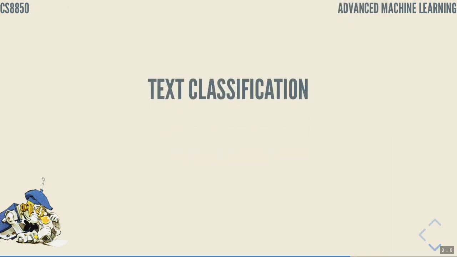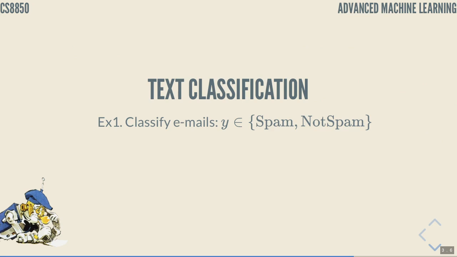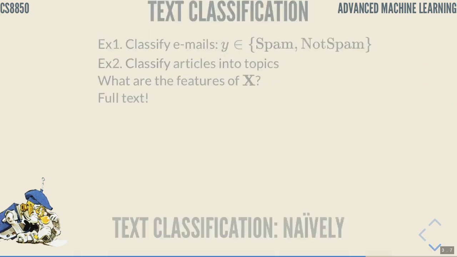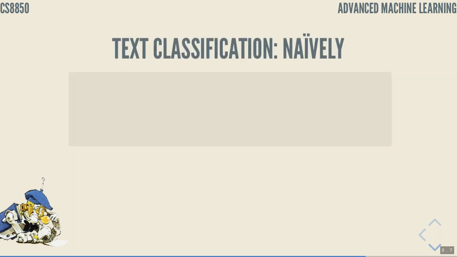For example, let's look at a concrete example: text classification. We may want to classify email as spam or not spam, and I will show you how it's easily done. There are other ways, more precise, but we're not going to touch those. Example two, classify articles into topics. So what are our features X in this case? Well, let's just use the complete text of each email or each article. How do we do that? Well, first, let's do it naively. The pun is actually not intended, but anyways.